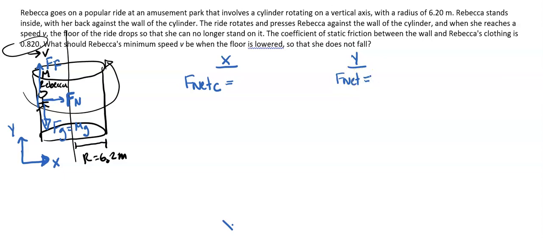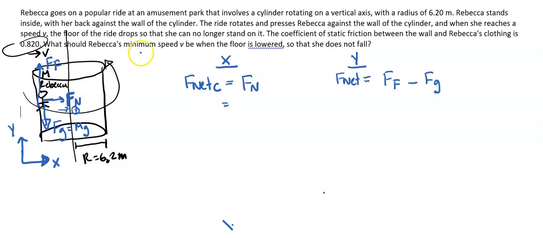What I want you to do now is take a guess at what you set F net C equal to, and then F net equal to, and start plugging in things, and then check back in on the video afterwards. For F net C, and again, towards the center of the circle is the positive direction, we just have Fn. For F net Y, we have F_f going upwards minus F_G going downwards.